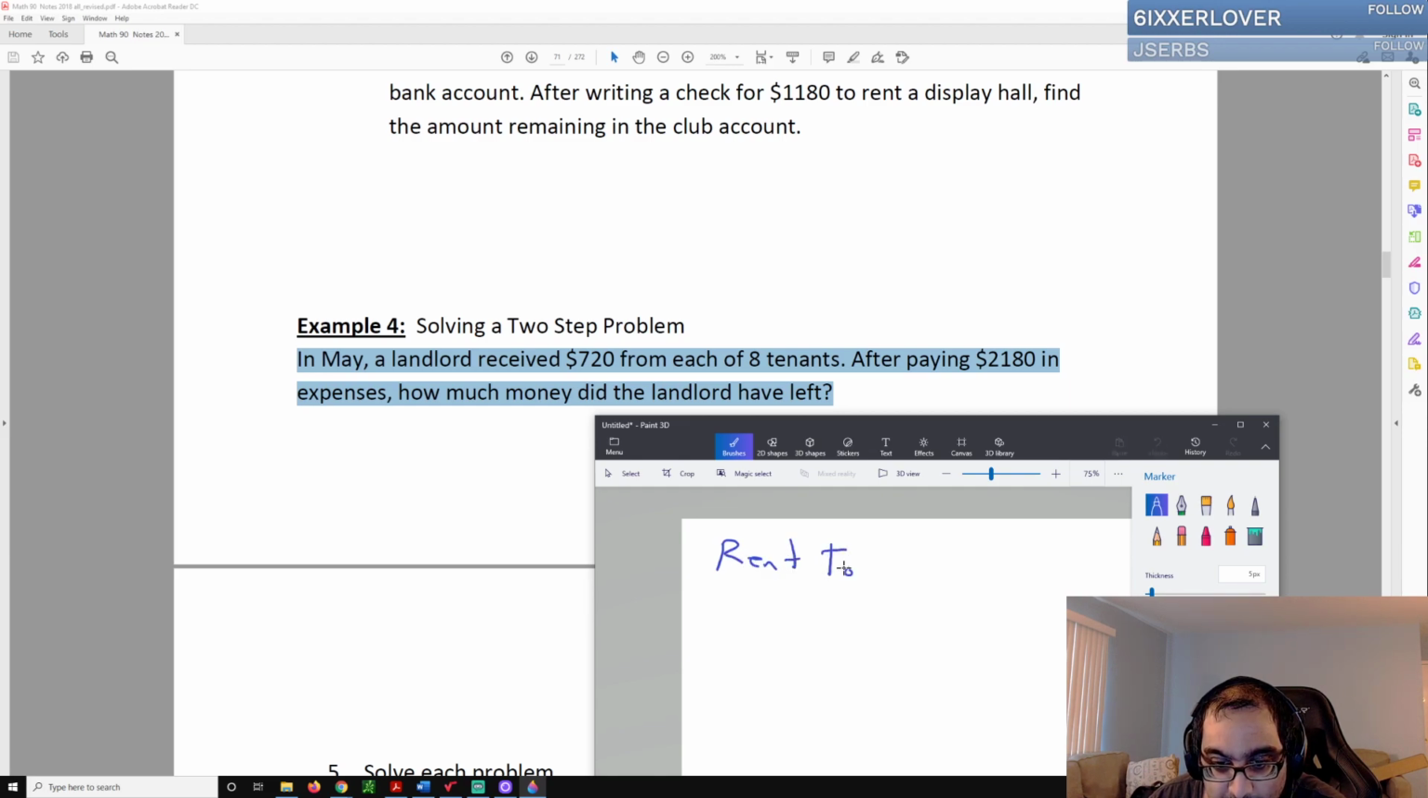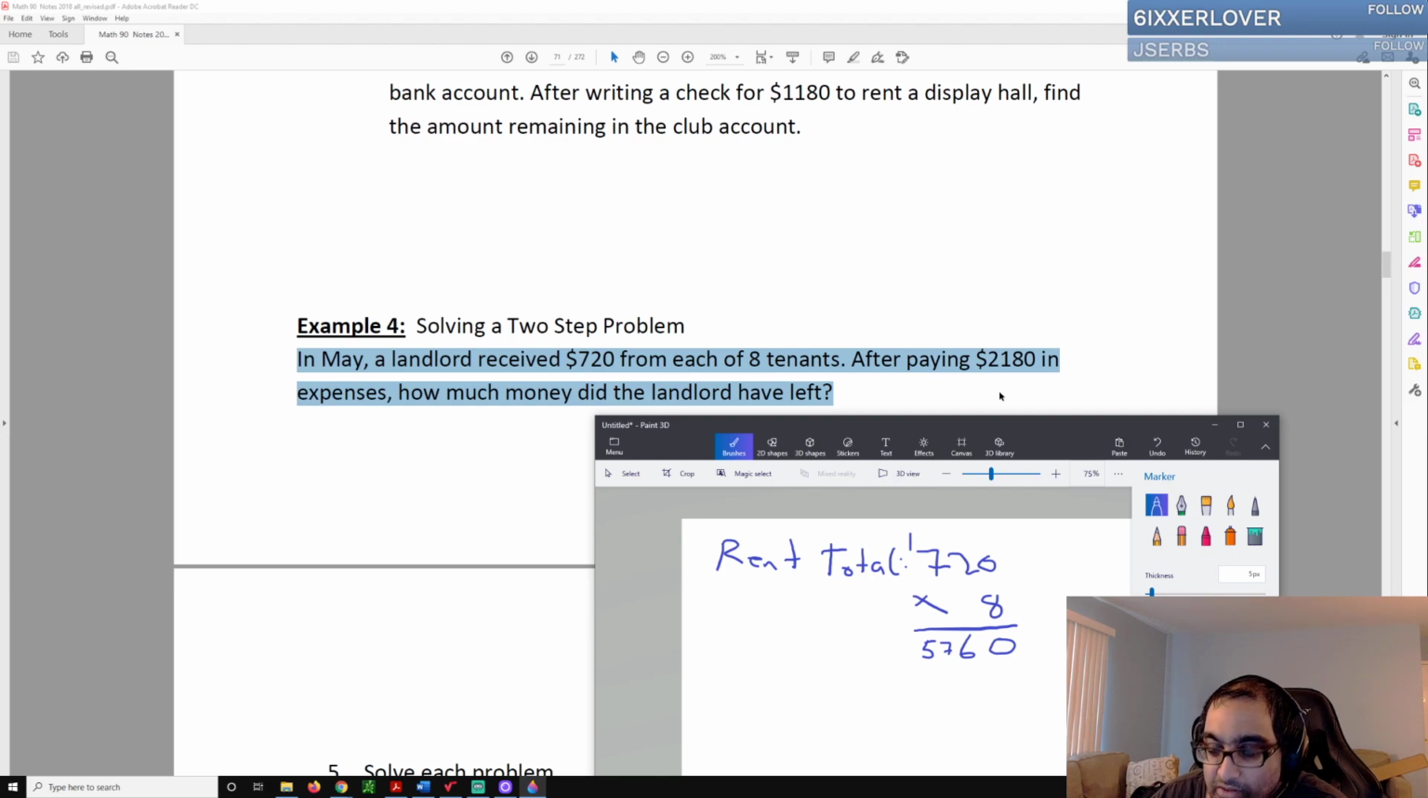We'll go to rent total here. Okay. So the rent total here is going to be 720 times the 8, since we collected 720 bucks per tenant. So we got 8 times 0, which is 0. 8 times 2, which is 16. Carry the 1. 8 times 7, 56, plus 1, 57.